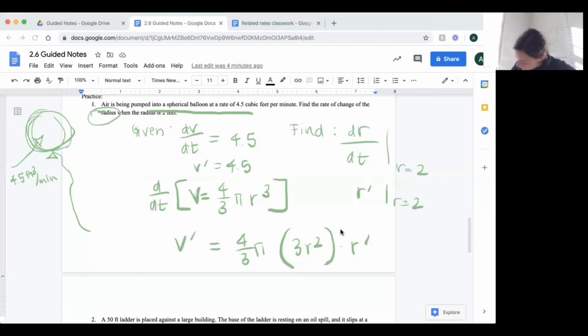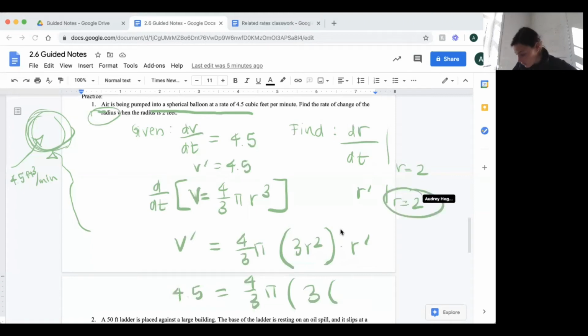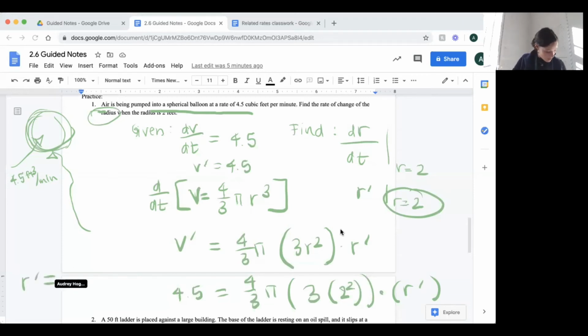So V prime I know is equal to 4.5 equals 4/3 pi times 3 times, what is my r? Well, I want to know r prime when r equals 2, so I'm going to plug in 2 times r prime, which is what I want to find. So I've gotten rid of everything except for the one variable that I want to solve for, which is r prime. And so then I'll let you work out the arithmetic there, but you will get r prime is equal to approximately 0.09 feet per minute.